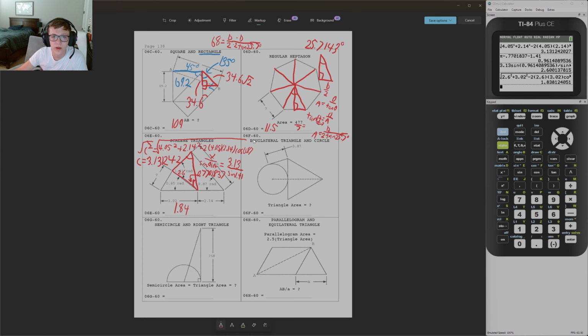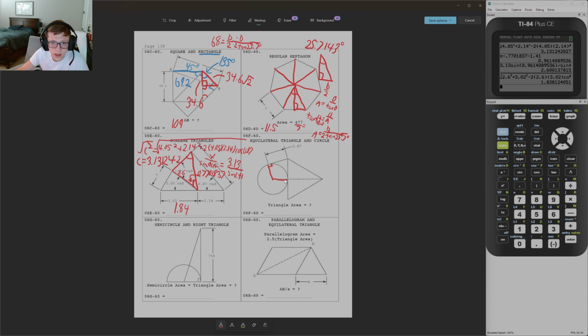06F-60, equilateral triangle and a circle. So it gives us a distance between the tip of the triangle and the circle, and we know that that distance is 3.87. So I'm going to go ahead and draw a tangent line right here. That's a point of tangency, so it's a 90-degree angle.